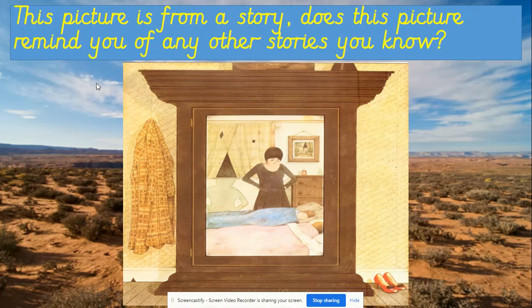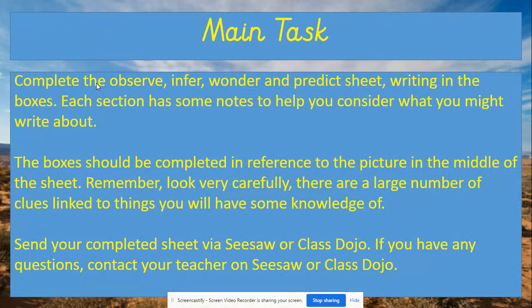Now this picture is from a story. I want you to think, does it remind you of any other stories you might know? There's a very famous children's story that this picture links to. So, your main task today is to complete the observe, infer, wonder and predict sheet, writing in the boxes. Now each section has some notes to help you consider what you might write about. The boxes should be completed in reference to the picture in the middle of the sheet. Remember, look very carefully, there are a large number of clues linked to things you will have some knowledge of.